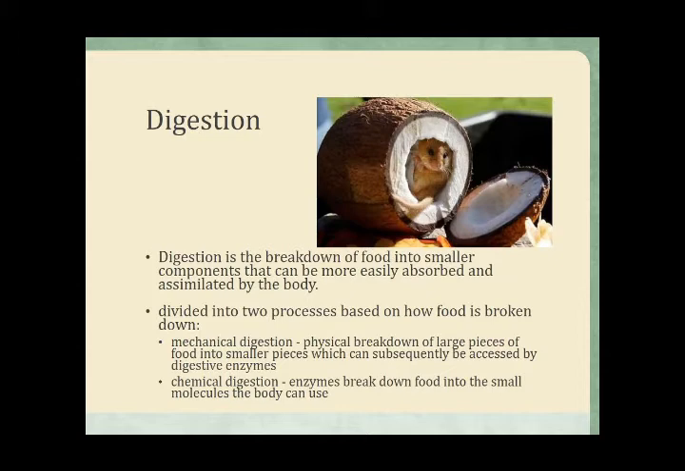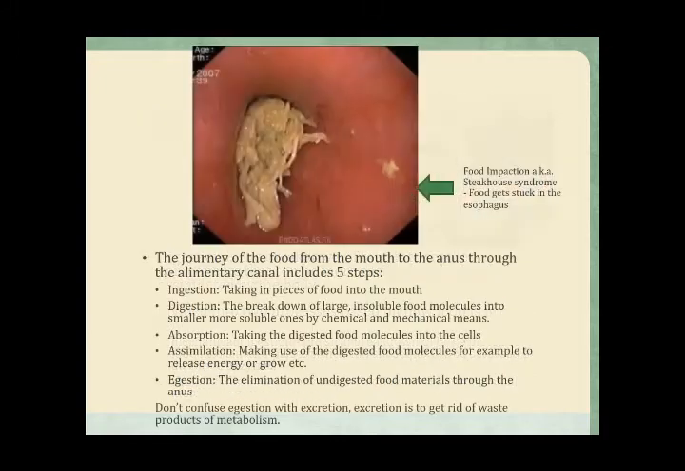Digestion is the breakdown of food into smaller components that can be more easily absorbed and assimilated by the body. It is divided into two processes based on how food is broken down: mechanical and chemical. Mechanical is when you break down food physically into small pieces so that enzymes can work on it. Chemical is when enzymes break down the food into smaller molecules that the body can use.